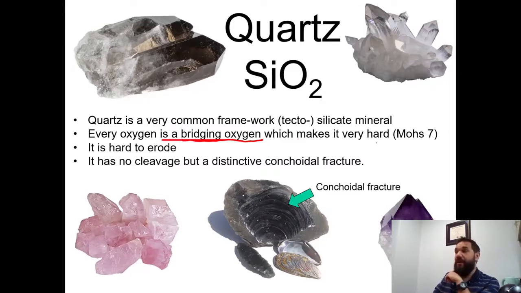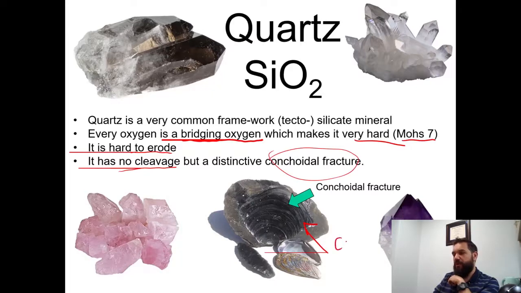That makes it very hard. It has a Mohs hardness of 7. It is hard to erode. It has no cleavage, but it has a very distinct conchoidal fracture. That is a conchoidal fracture. Conchoidal fracture comes from, you might know this word, I think it's a Spanish word. I mean, it's Latin ultimately. But conch means shell, like a conch shell, right? So you can see that shape, the conchoidal fracture, kind of looks like a clam shell, right? That's why.